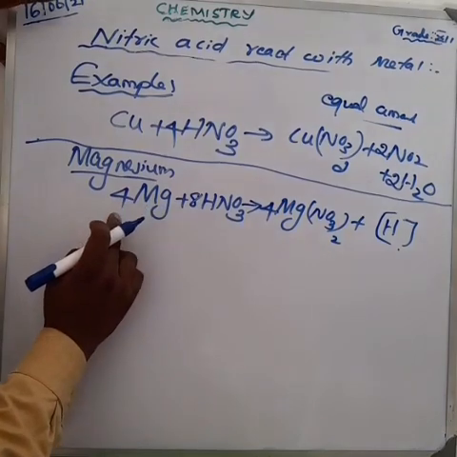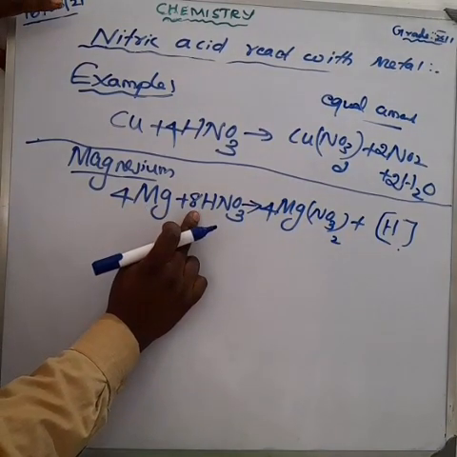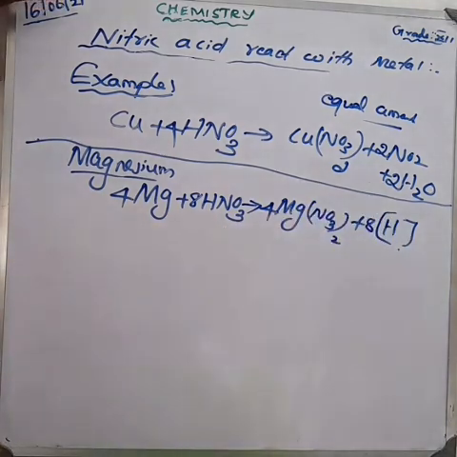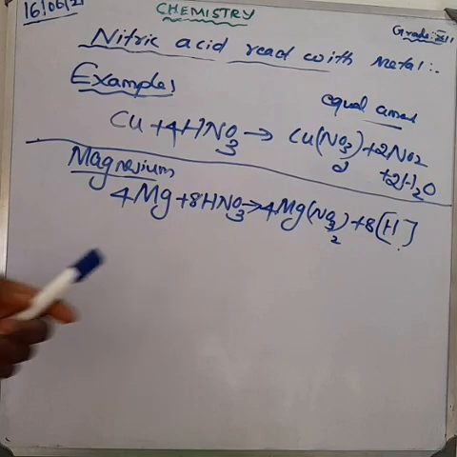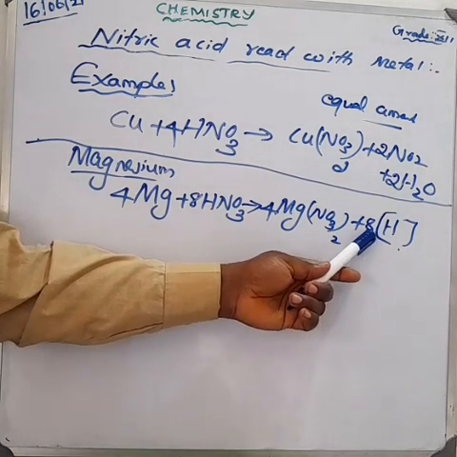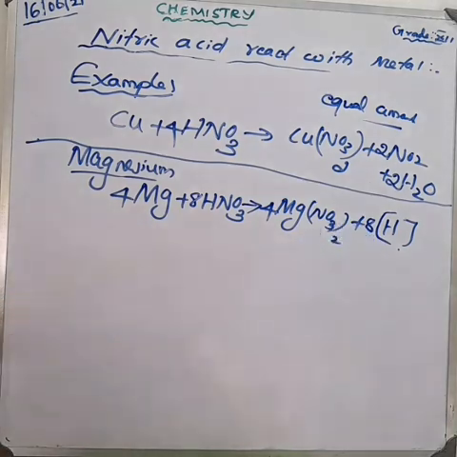Next we can count the hydrogen. So they are having nascent hydrogen. So how much hydrogen here? 8 nascent hydrogen. This is the primary reaction. Why is it a primary reaction? Because it has nascent hydrogen. Don't forget that, I will ask the question. Nascent hydrogen.